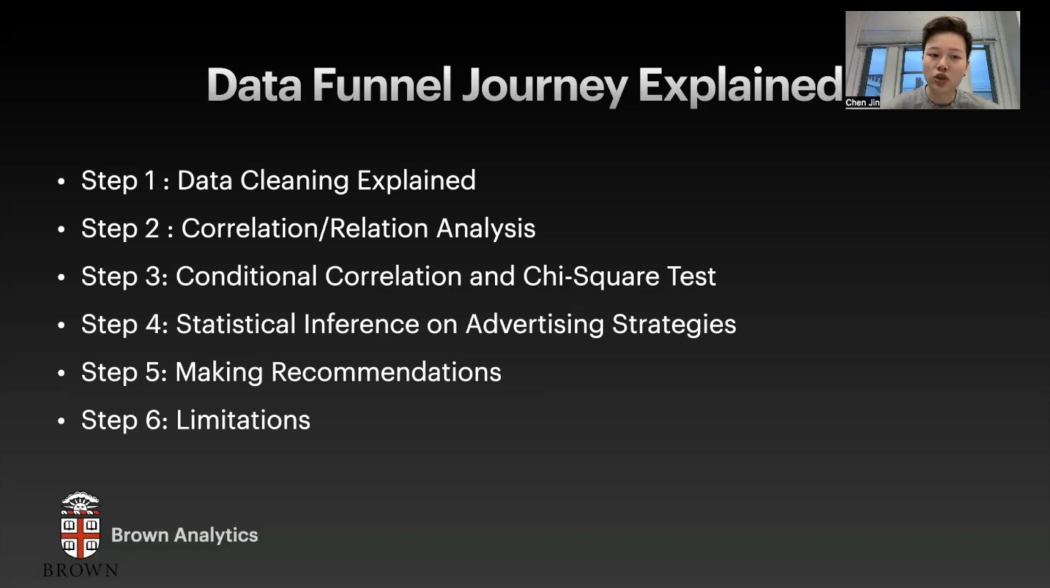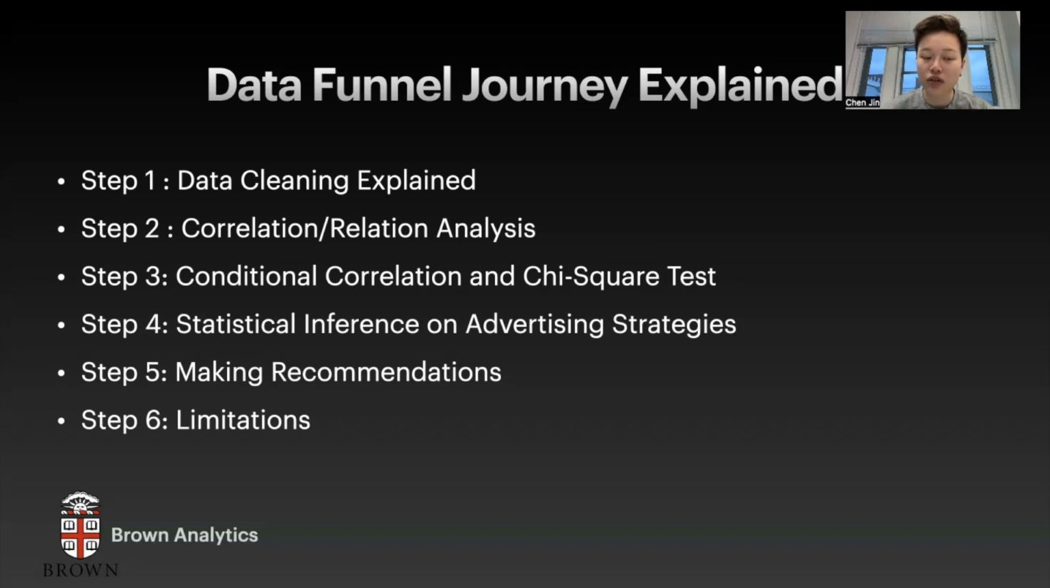So we want to explain this to you, and then the second step would be talking about some of the correlation relationship analysis that we have conducted through this process. And the third step would be some of the statistically significant tests that we did, and some of the results from there. And from there, we are going to talk about, from the chi-square tests and the correlations that we found, what statistical inferences we could get from this.